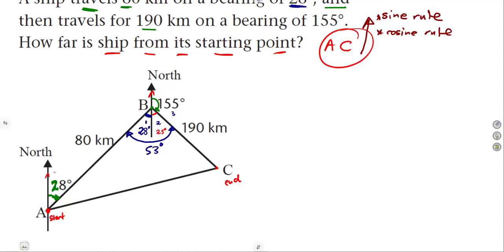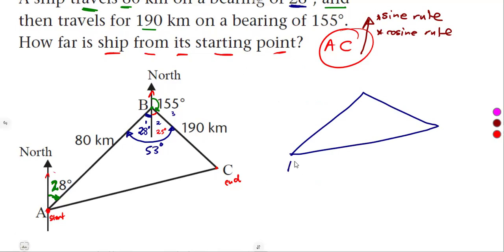We are back to the cosine rule. Look, guys, this is ABC. Ignore all these other angles, these north poles. It's now a triangle. You are back to solving triangles. From A to B, it is 80 kilometers. From B to C, 190 kilometers. The angle ABC in between there is 53 degrees. So cosine rule can be used.